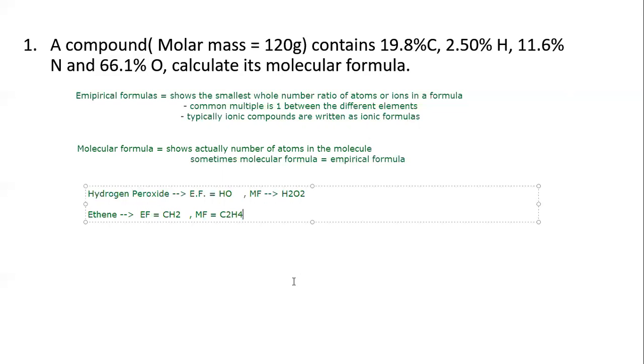Now, compounds can have the same empirical and molecular formula. For example, if we look at propane, its empirical formula is C3H8. Its molecular formula is C3H8. So sometimes that can happen as well, especially with covalent compounds, where the empirical formula can equal the molecular formula. So we're going to go through the steps to determine the molecular formula for these different compounds. So that's what we're going to be working on now. I just wanted to give a little refresher on the difference between the different types of formulas.